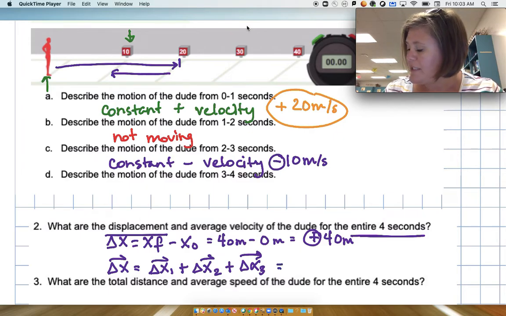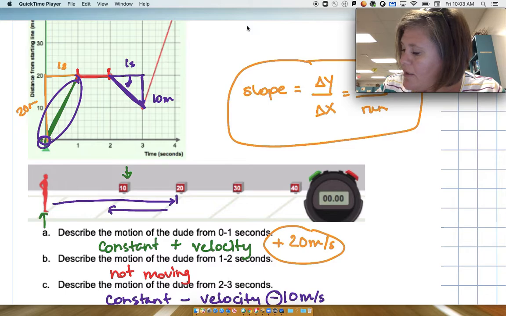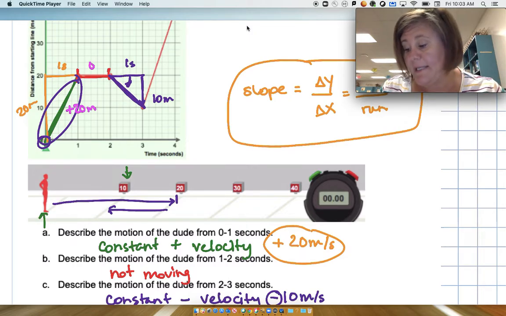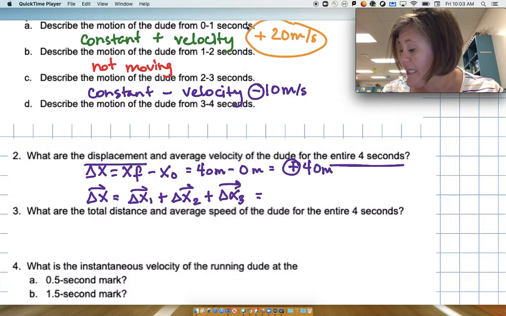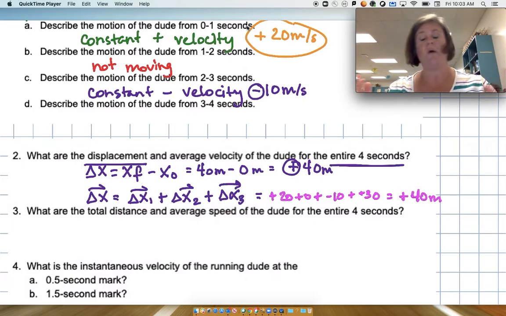It's displacement, vector quantity. Positive represents the positive direction. Or you could have done it like this. You could have said, okay, well, change colors here. This first displacement is positive 20 meters. This second is 0. This third displacement is negative 10. And then this fourth displacement is positive 30. So then you could add up those individual displacements. So positive 20, 0, negative 10, and positive 30, which would give you positive 40 meters. So either one works, okay?